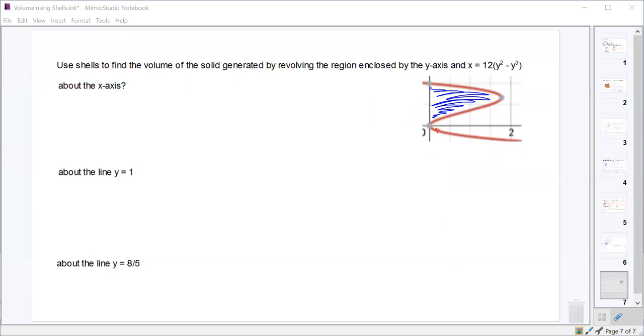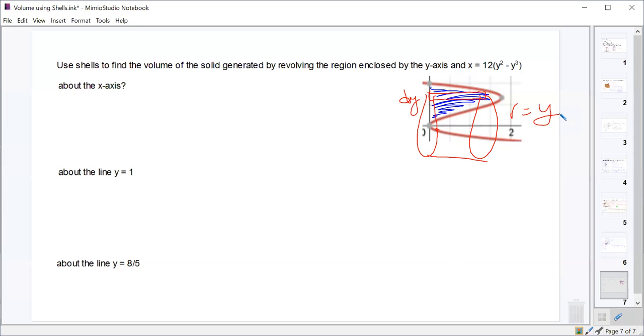So now let's try to do a shell, and we'll see how easy it will be. So there's my typical rectangle with a thickness of dy, which is great because that means that I can do everything in terms of y. And all my work up there is in terms of what? X equals 12 times y squared minus y cubed. All right, so what is the radius of this thing? I revolve this around, the radius should just be exactly y. As we already talked about, if we're going around the x-axis, the radius is y.